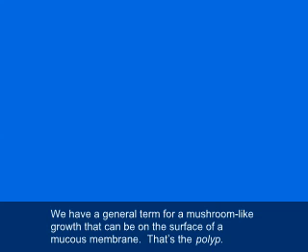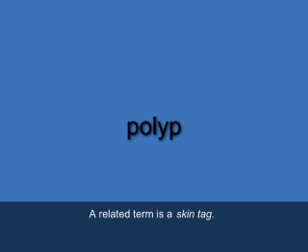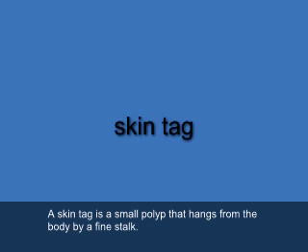Okay, and I have a few more terms for you related to skin growths. We have a general term for a mushroom-like growth that can be on the surface of a mucous membrane, and that's the polyp, P-O-L-Y-P, polyp. A related term is skin tag, S-K-I-N T-A-G. A skin tag is a small polyp that hangs from the body by a fine stalk.